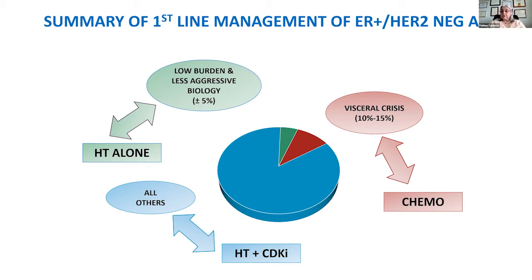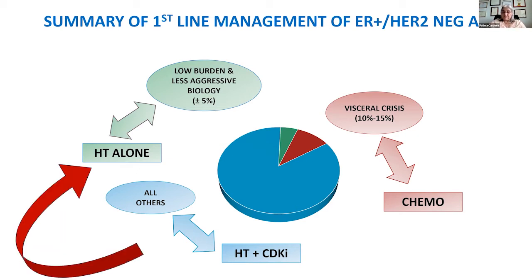Now, in some countries, because these agents are expensive, you don't have access to a CDK4/6 inhibitor. In that situation, your second best choice is hormonotherapy alone. It is not chemotherapy. And this is something also very important to advocate for. So the second best choice is hormonotherapy, not chemotherapy.